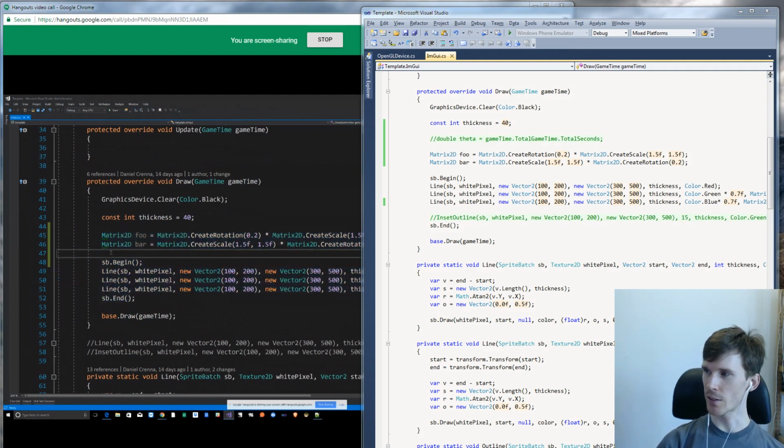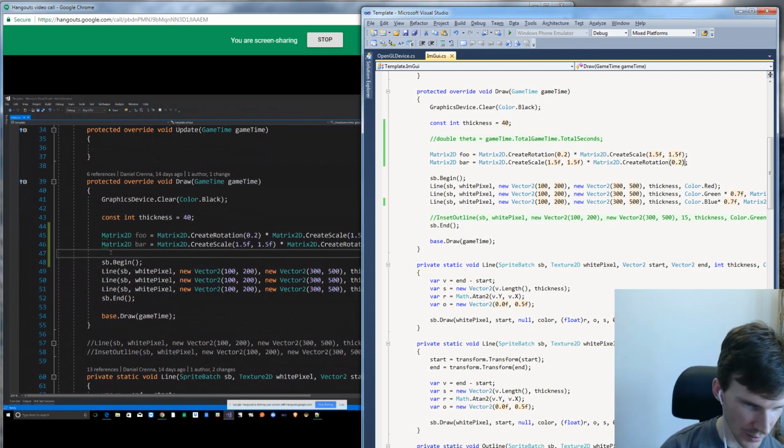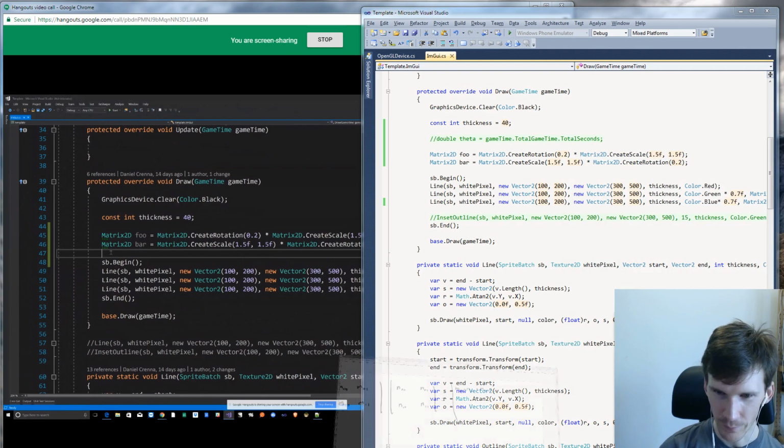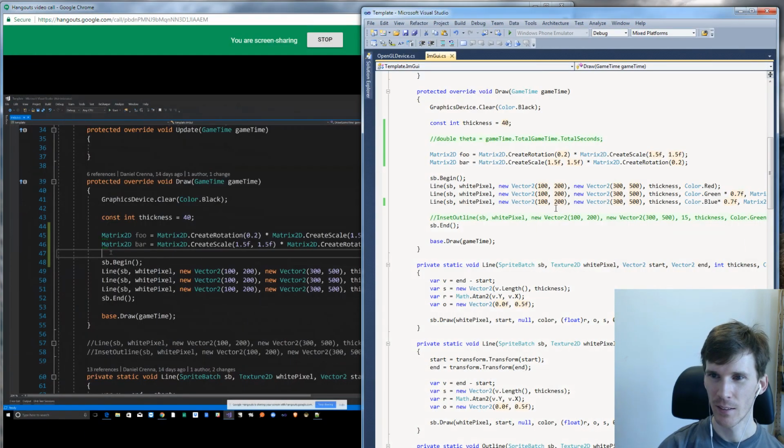Commutative? Yes, I think that sounds good. I like it, but you know exactly what I mean. Yeah, order matters, and if you do them in the wrong order, you're going to get something different.